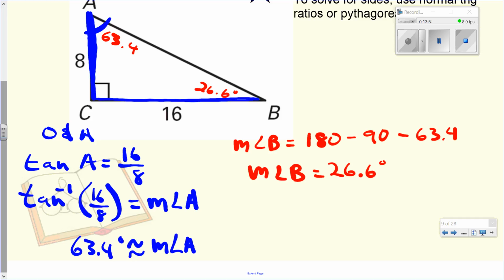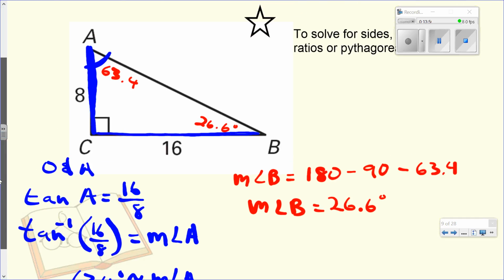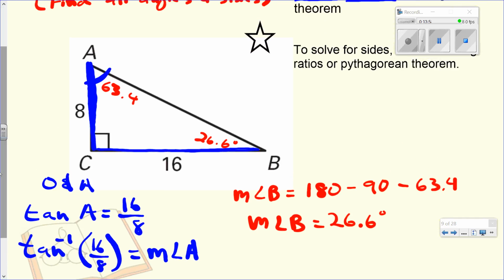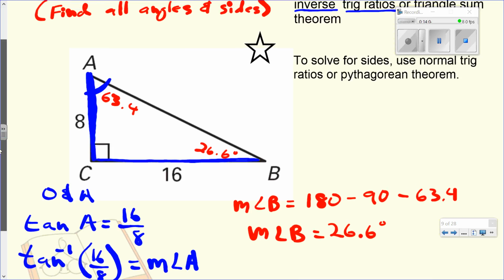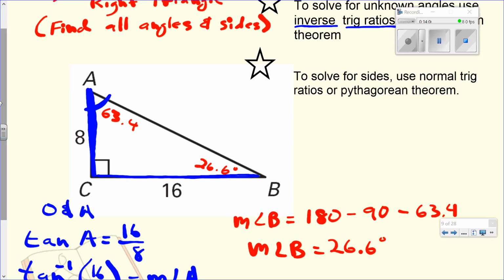Are we done yet? What do we have left? Sides. We're not done with the mission until we solve for every angle and every side. We have decisions to make. Look at the second star up here. To solve for sides, you can use normal trig ratios like we have been doing for the past couple of days, or you can use Pythagorean theorem. It's up to you. Whatever you feel more comfortable with. I like trigonometry myself. But since we've been doing trigonometry for so long already, I'm going to go back to some Pythagorean theorem just for the sheer fun of it.